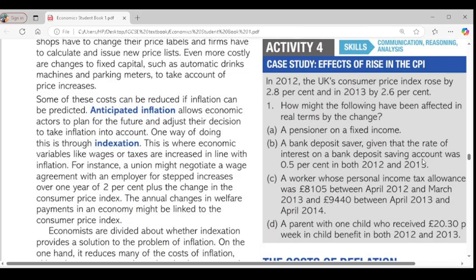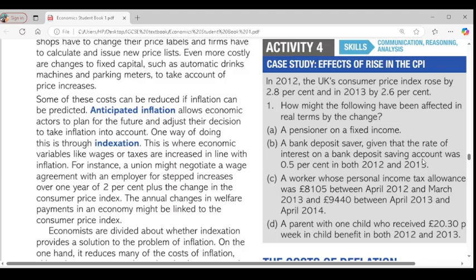So, ways to reduce inflation. I wrote, there's one called anticipated inflation, which means we are able to predict the rate of inflation in the future. So if you are able to do that, it allows you to use indexation. I'm going to read further. Ways to reduce our inflation rates. Anticipated inflation allows economic actors, such as firms, individuals, and governments, to plan for the future and adjust their decisions to take inflation into account. One way to do this is through indexation.